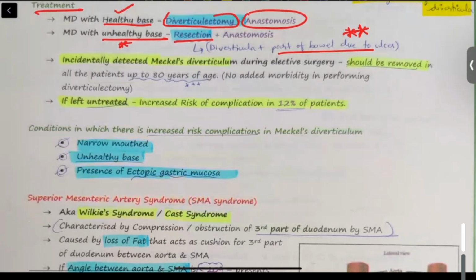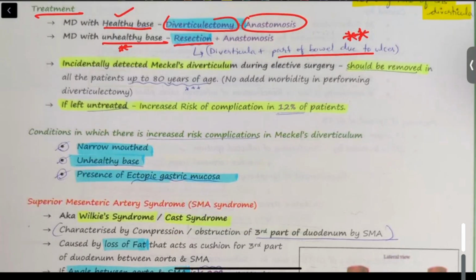Okay, now suppose we are operating on an elective surgery patient who had come for some other pathology, and incidentally we detected Meckel's diverticulum, because usually it will present within 2 years of age. If not, they can be asymptomatic and undiagnosed. In that case, if there is incidentally detected Meckel's diverticulum, then what we should do is always remove Meckel's diverticulum. Up to 80 years of age, if it is incidentally diagnosed, you should always remove it. That is the treatment.